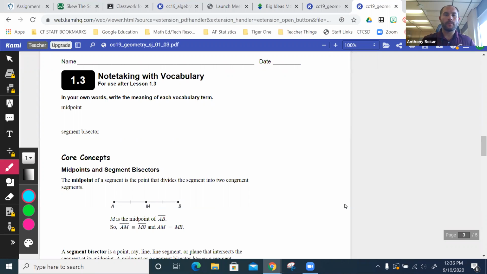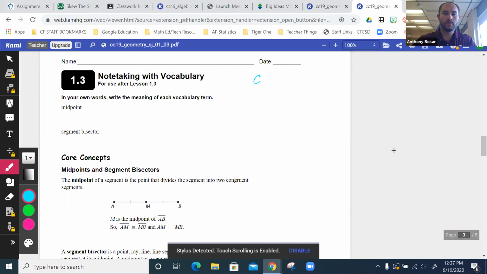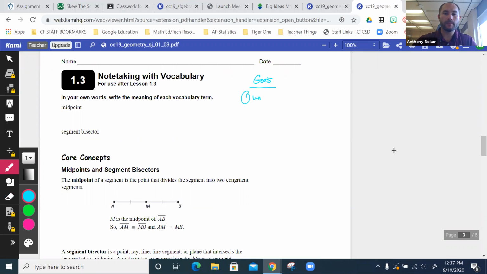Hi, everybody. We're going to be looking at section 1.3 today, which is about distance and midpoints. So we're going to go ahead and get started on that. Our goals for today. Our goals are, number one, to understand midpoint, and what that actually means and how we find it. So understand and calculate midpoint.